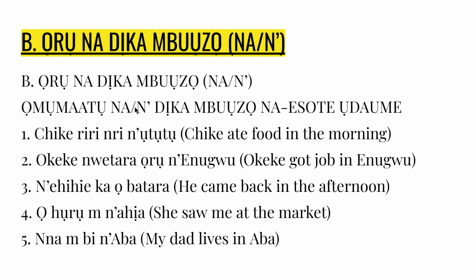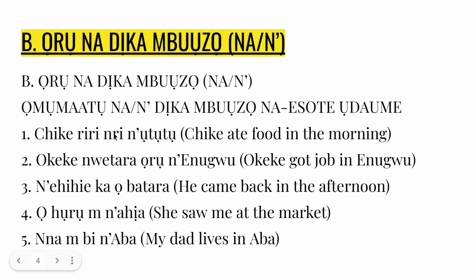Let's use these 5 examples so that you will be clarified and understand it properly. 1. Chike riri nri n'ụtụtụ. Chike ate food in the morning. Now it is telling us the time Chike ate food, and Chike ate the food in the morning. And now in Igbo you simply say Chike riri nri n'ụtụtụ.